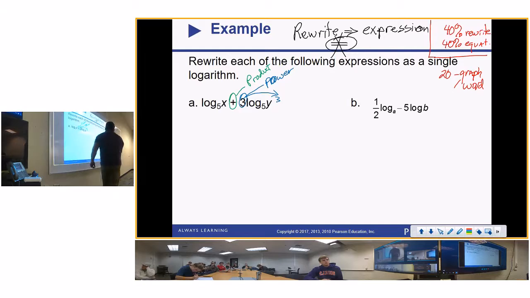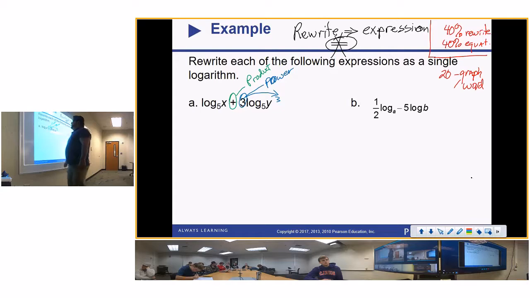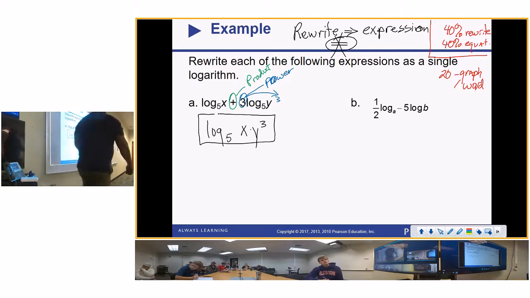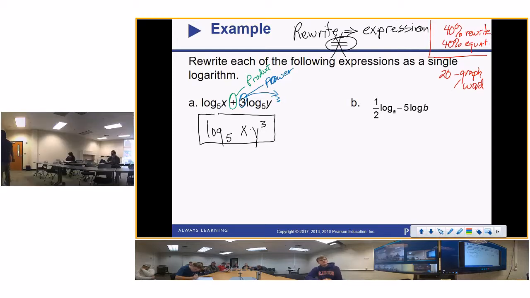There we go. So now I'm going to use the product rule, and that's going to give me log base 5 of x times y to the what? Third. There we go. Thank you for mentioning that 3. I didn't even see it. All right, you do B.